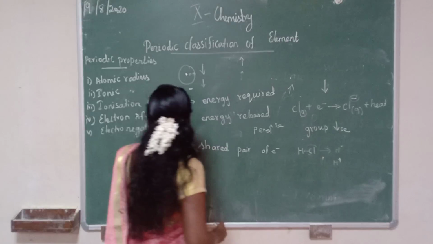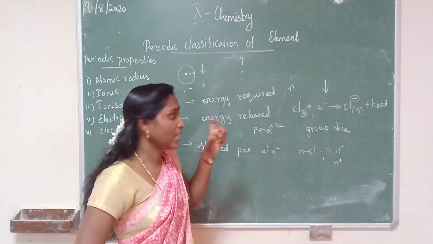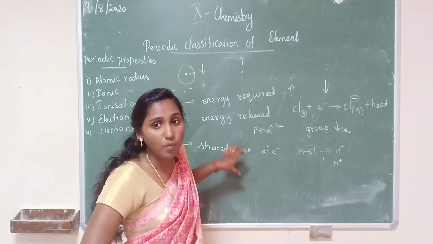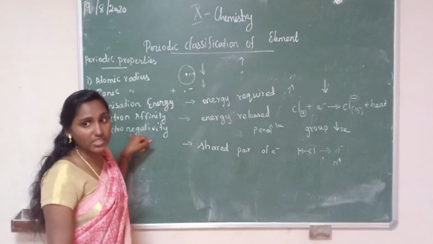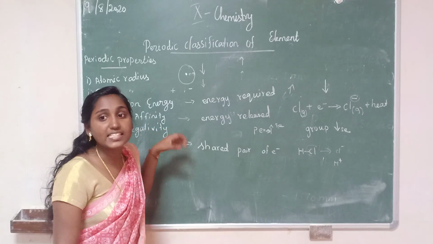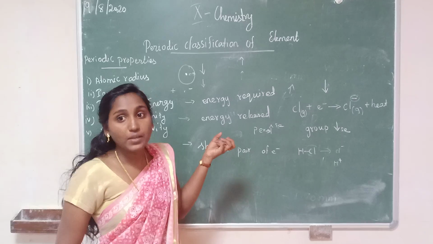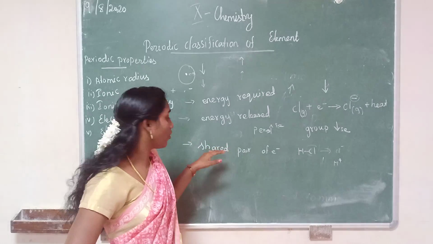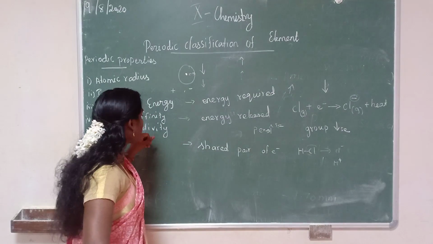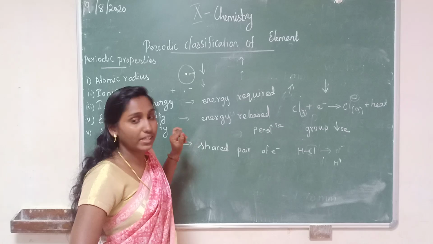In electronegativity, there is a scale called the Pauling scale. This Pauling scale is used to determine the electronegativity. For that, each atom has an electronegativity value, which is given in your book. Please check it.